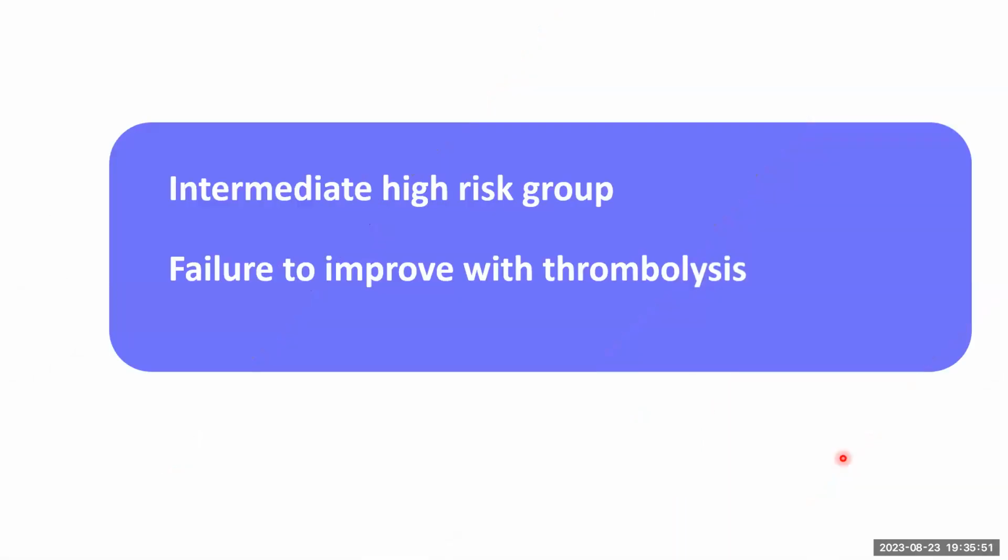As far as intermediate high risk patients are concerned, they have to be followed up because they can deteriorate. And if they deteriorate, then you have to go in for thrombolysis. And if there is failure to improve with thrombolysis within the next few hours, then you have to consider an alternative mode of treatment, such as pulmonary embolectomy, catheter directed removal of the emboli, or catheter directed thrombolysis.